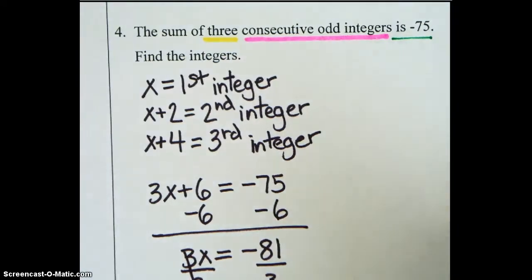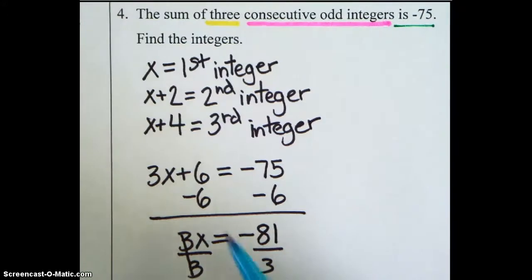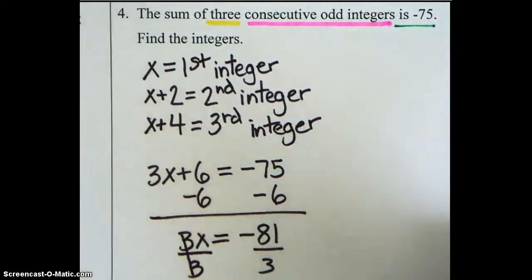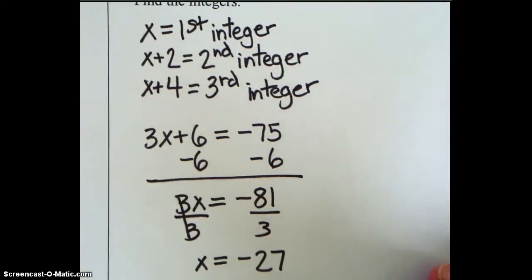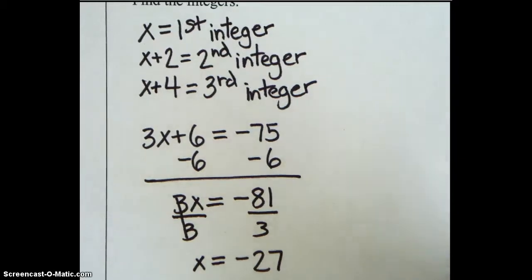Okay, so x is our first integer, x plus 2 is our second integer, and x plus 4 is our third integer. If we go ahead and set up our equation, we'll have 3x plus 6 equals negative 75. You have to be careful when you subtract 6. Negative 75 minus 6 becomes more negative. That gives you negative 81. If you divide by 3, we'll get an x value of negative 27.